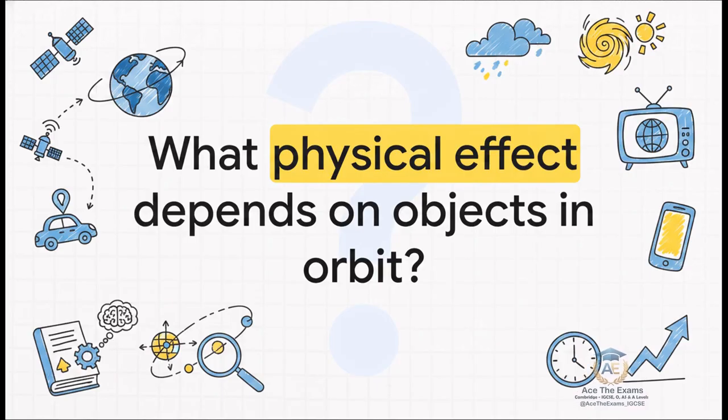Well, for starters, we absolutely wouldn't have GPS to navigate our cars. We wouldn't be able to predict global weather patterns or track devastating hurricanes before they hit the coast. We wouldn't have global telecommunications, satellite television, or international banking syncs. Understanding this topic isn't just about passing a test, right? It's literally about understanding the invisible infrastructure of the 21st century.